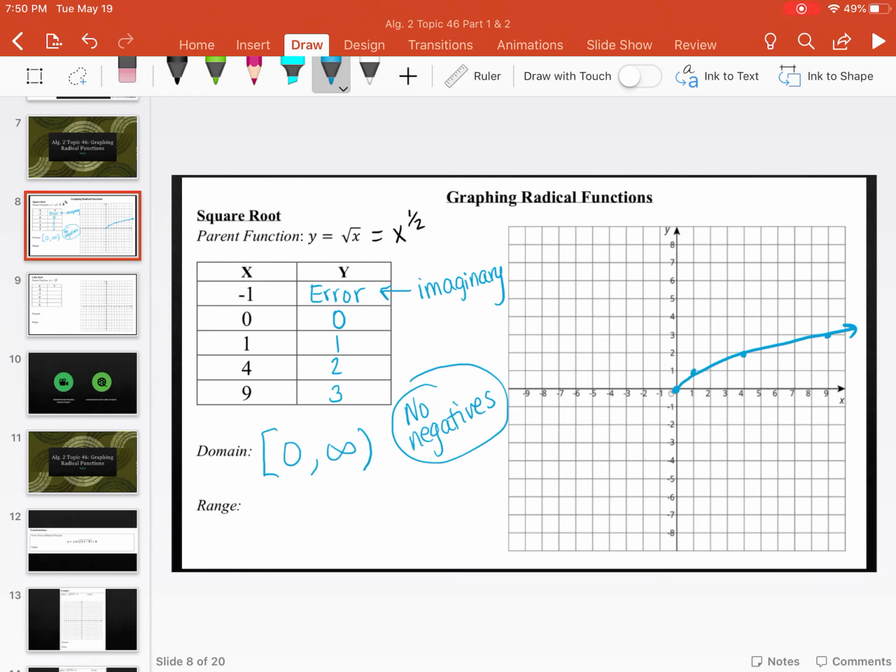Now the range, the smallest possible y value that we have here, is also 0. And the largest possible y value, if you were to take your graph and zoom out, would be positive infinity. What we have here, this is called interval notation.